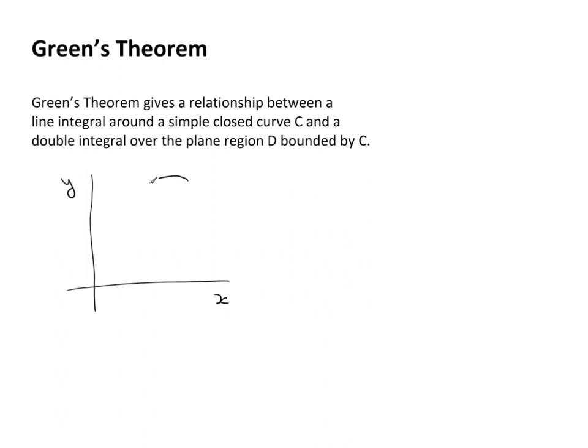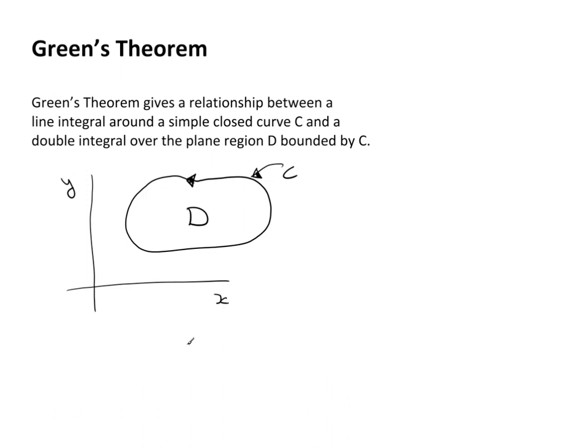And I have this curve, and I'm going to have my orientation. Now it's a simple closed curve C, and inside here I have this region D. Now what Green's theorem does is it makes a connection between this curve and this region D inside, or the region which the curve bounds.